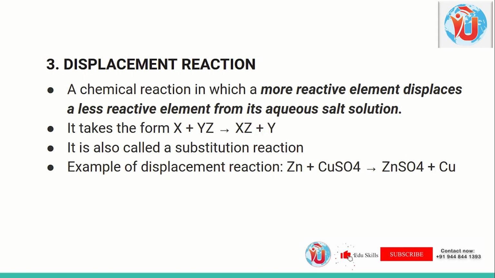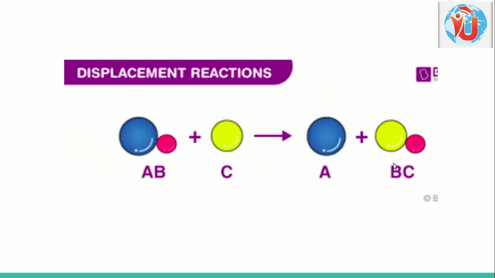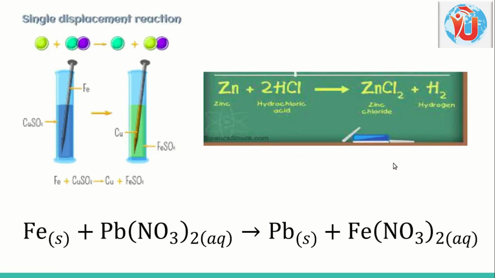Examples of displacement reaction: Zn, that is zinc, plus copper sulfate gives zinc sulfate plus copper. Here we can see that zinc is more reactive than copper, so it displaces copper from its place. One of the most prominent examples of single displacement reaction is iron and copper sulfate.